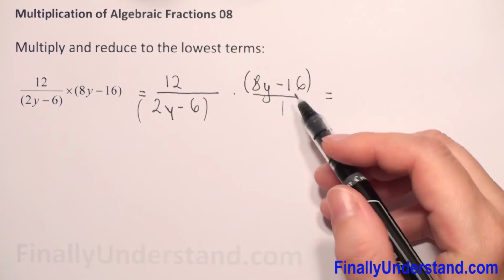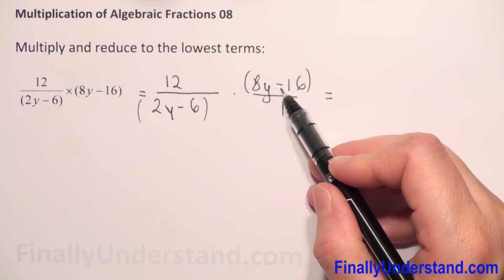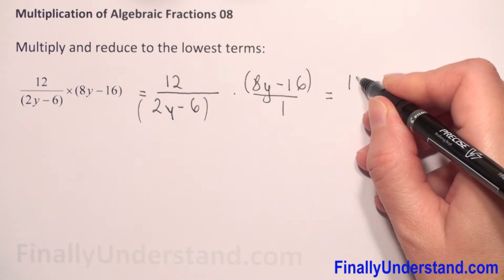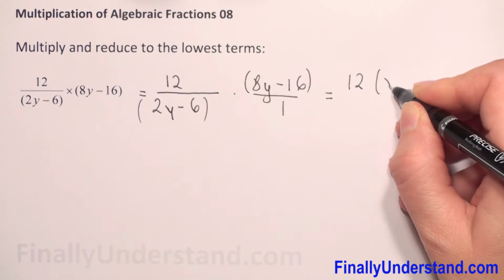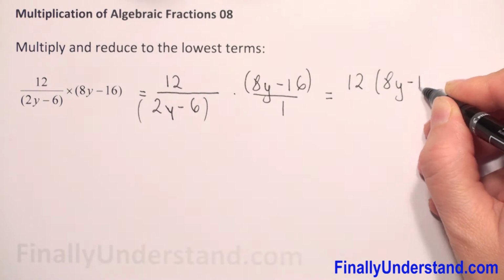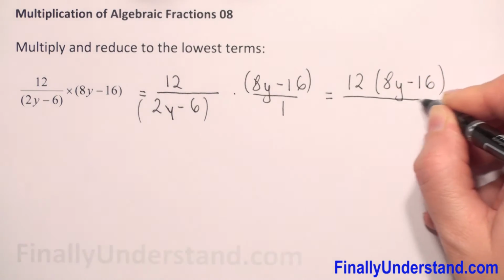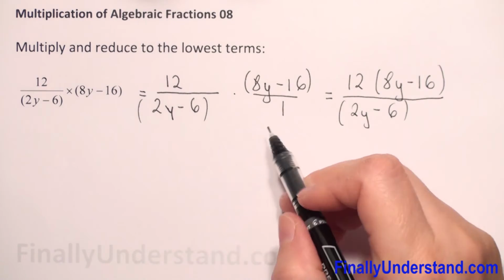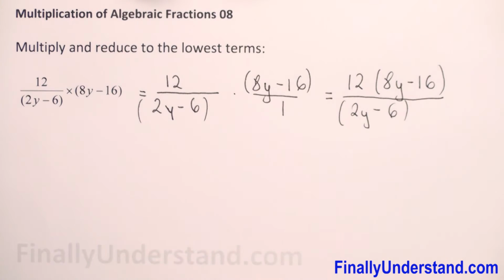I will put this whole expression in parentheses because we have subtraction. So we have 12 times 8y minus 16 over 2y minus 6, because when we multiply by 1, it doesn't change anything. So this is equal.